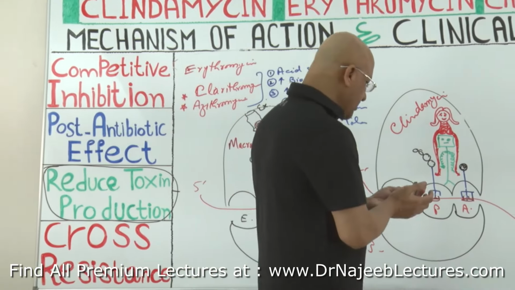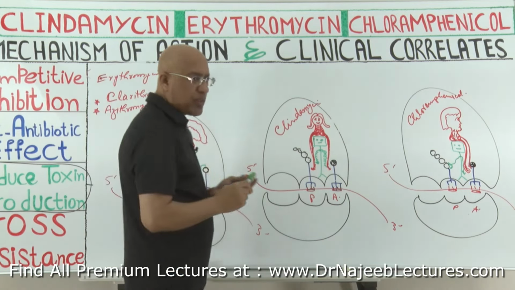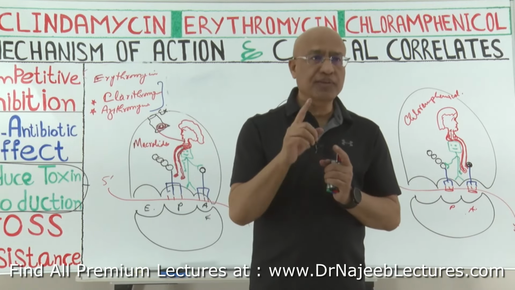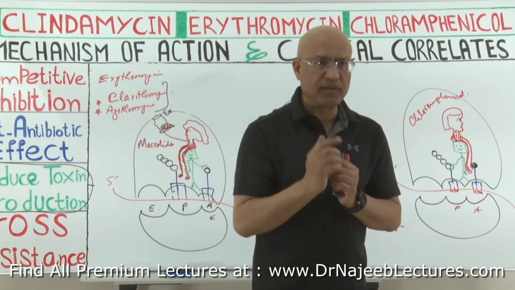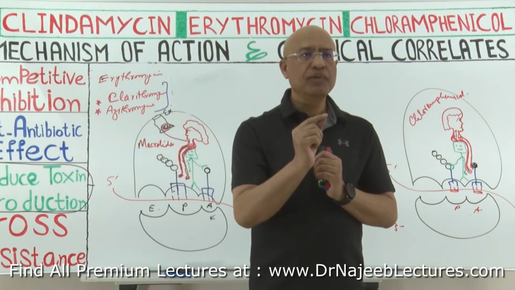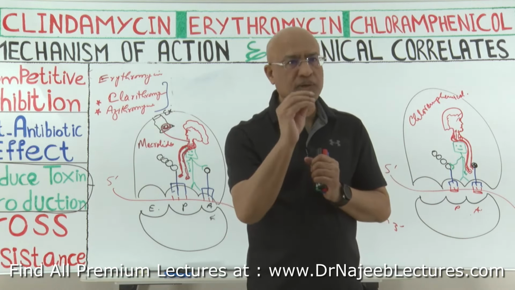Then let me talk about cross resistance or resistance. This concept is very important. I will explain resistance in a simple way. Actually, there are multiple mechanisms of resistance developed by the bacteria against these drugs. But right now, I will only talk about the mechanism of resistance involving changes in their binding site at the 50S subunit, including the 23S ribosomal RNA or ribozyme or peptidyl transferase. What really happens? There are other mechanisms also, but I'm talking about this.